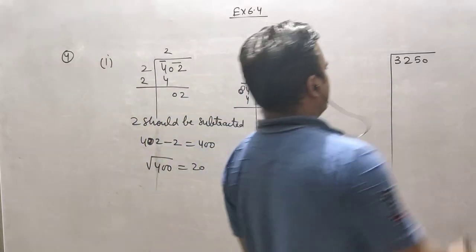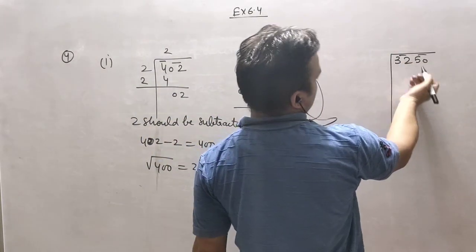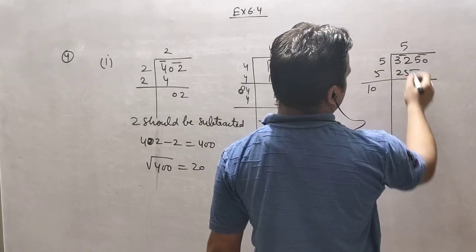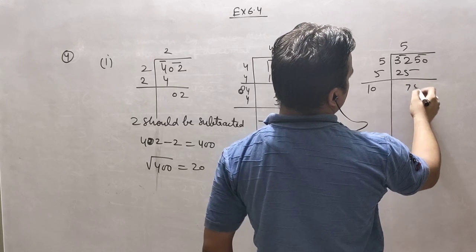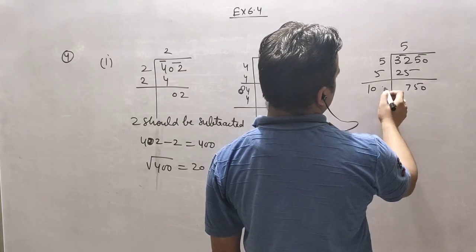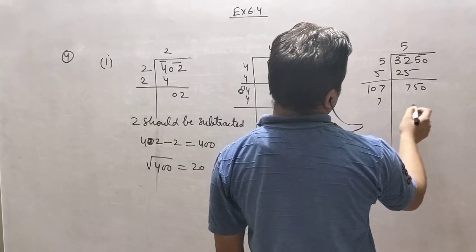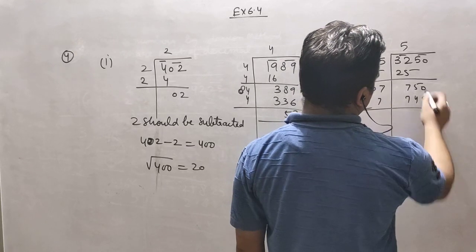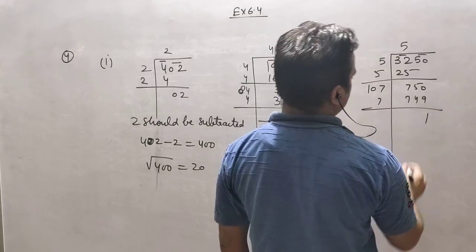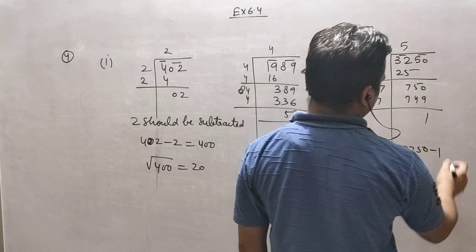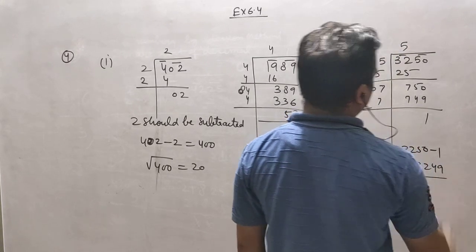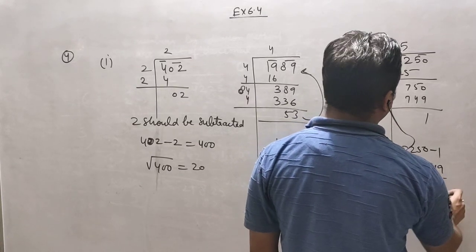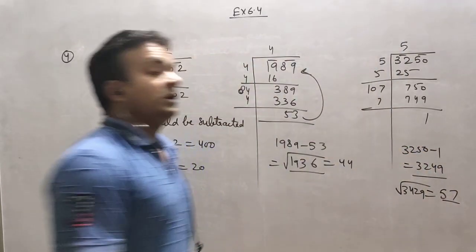Next, 6 is not applicable here. So it is 25, 5 5s are 10. So what we get here is 750, and I think 7 times. Yes, 7 times. So what are we getting? 1. So it means 3250 minus 1. So we will get 3249. And what will be the square root of 3249? It will be 57.